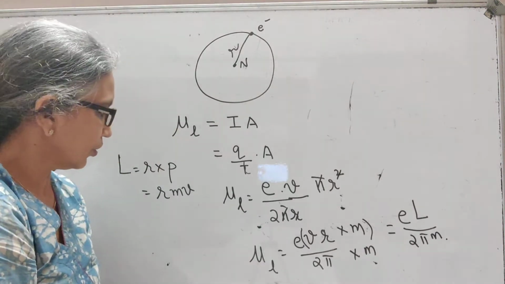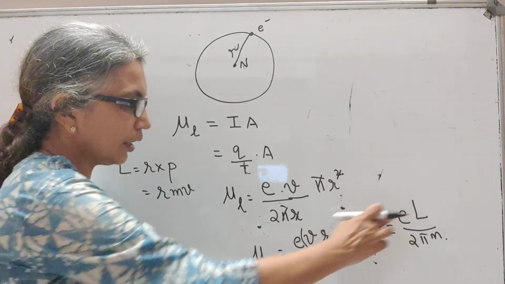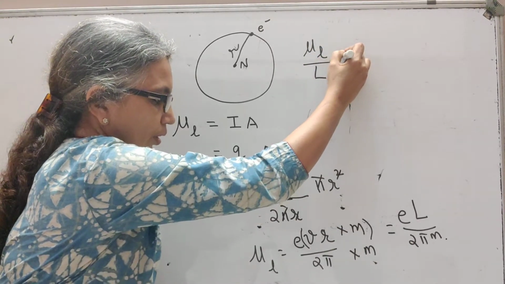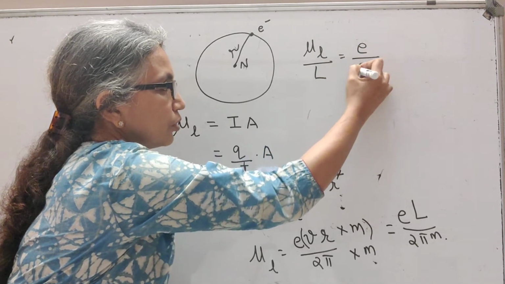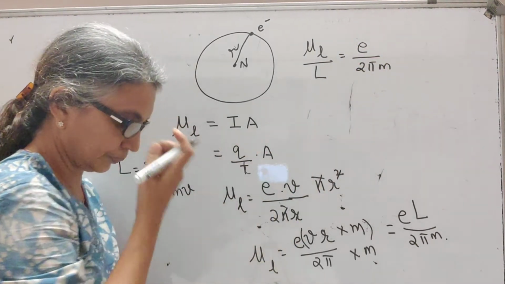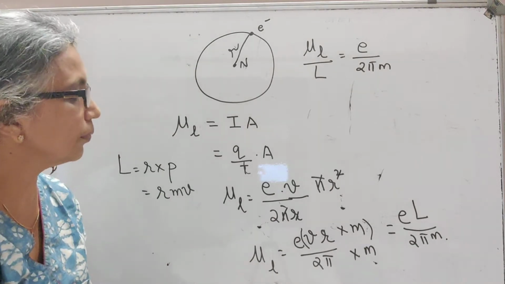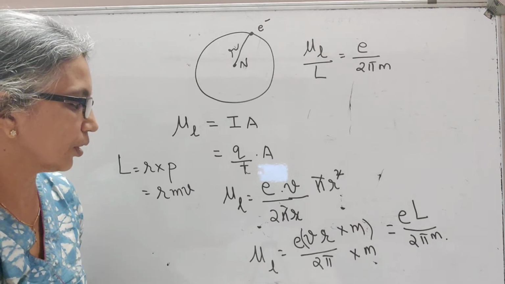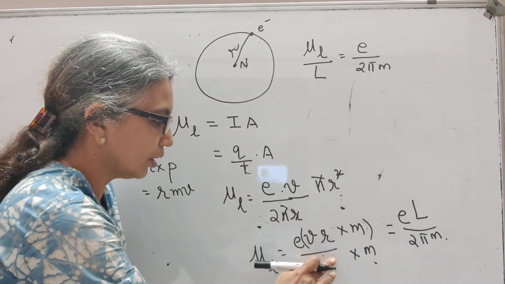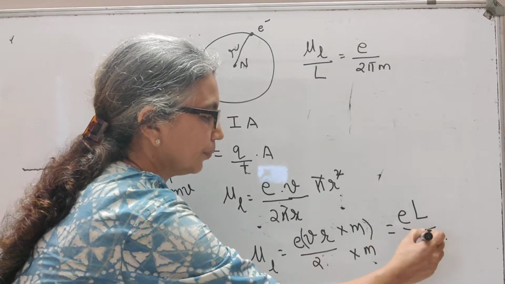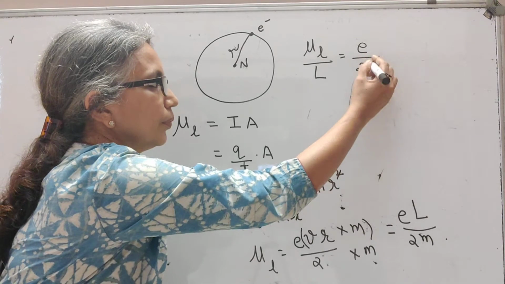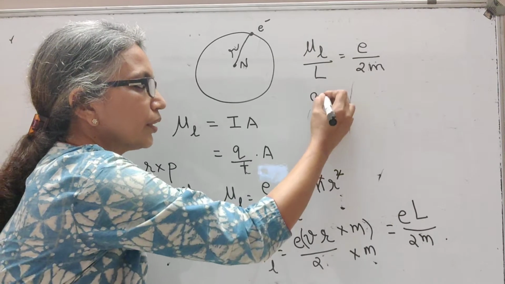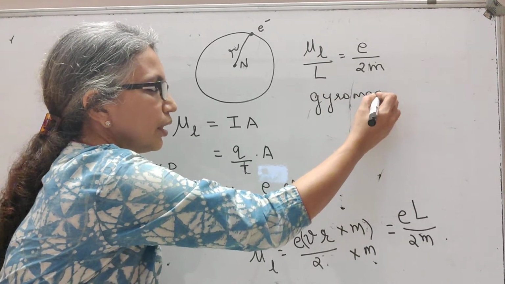Now here, if I bring L to the left hand side, we have mu L by L is equal to E by 2 pi m. Okay, this pi got cancelled. Yeah, I'm sorry, this pi has gone, so it is E by 2m. Now here, this is called the gyromagnetic ratio.